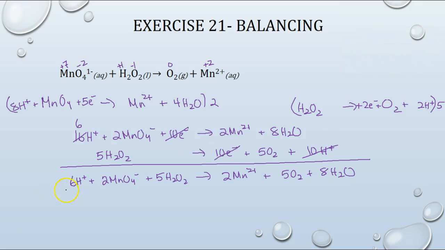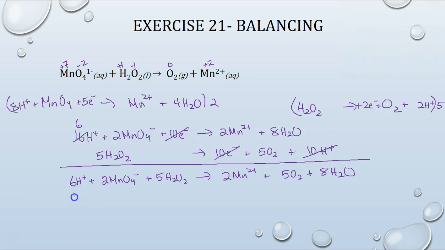Let's double check. 6 hydrogen plus another 10 hydrogen, or 16 hydrogen. I've got 16 hydrogen right there. I've got 2 manganese and 2 manganese. I've got 8 oxygen and another 10 oxygen for 18 oxygen. I have 10 here and 8 here for 18. I've already checked the hydrogen, so I'm good.